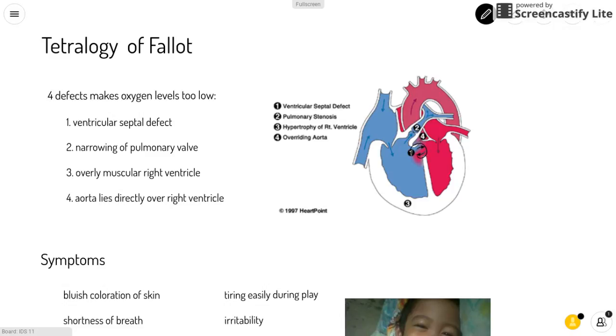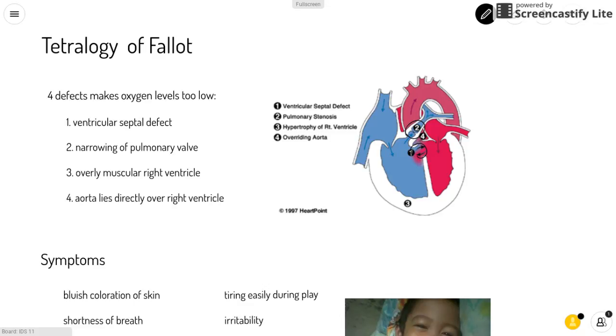The second defect is a narrowing at or around the pulmonary valve. So this one right here. This blocks the flow of blood from the right side of the heart to the lungs, which makes the right side have to pump harder to try to get the blood to the lungs.